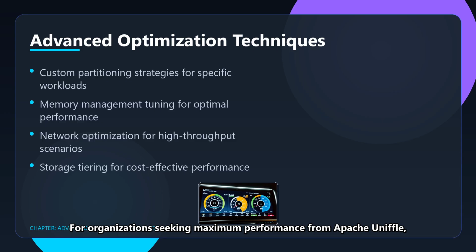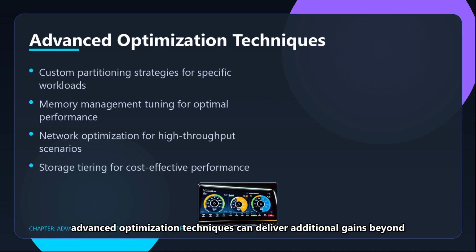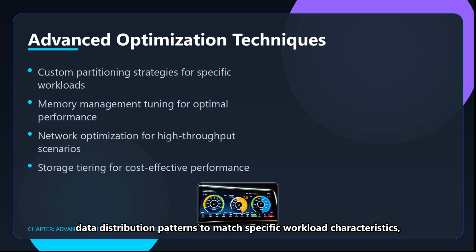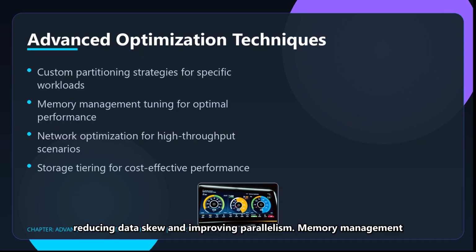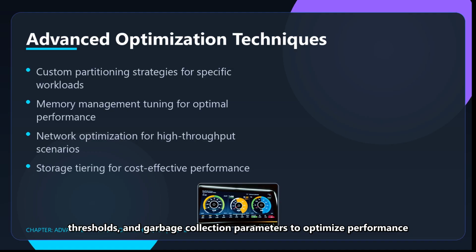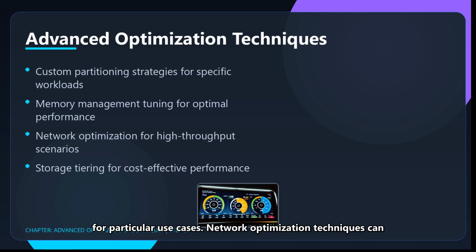For organizations seeking maximum performance from Apache Uniffle, advanced optimization techniques can deliver additional gains beyond standard configurations. Custom partitioning strategies allow fine-tuning of data distribution patterns to match specific workload characteristics, reducing data skew and improving parallelism. Memory management tuning involves sophisticated configuration of caching policies, spillover thresholds, and garbage collection parameters to optimize performance for particular use cases.